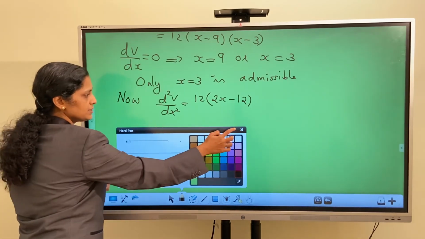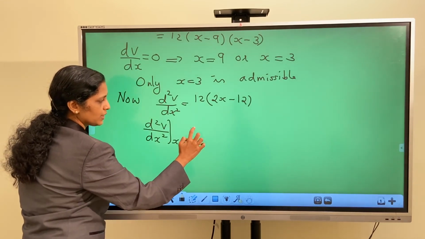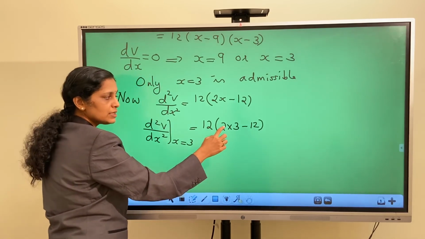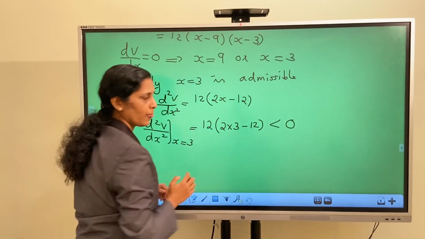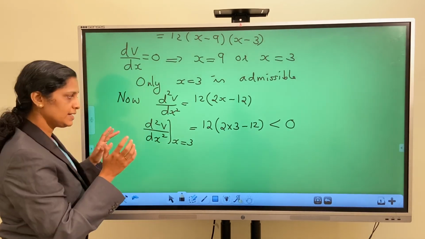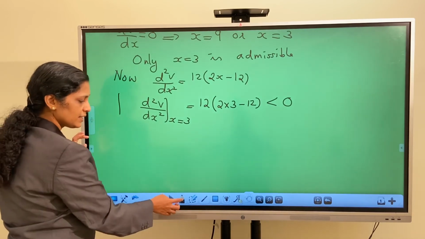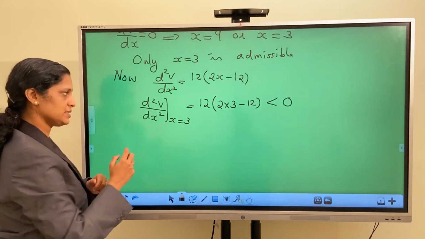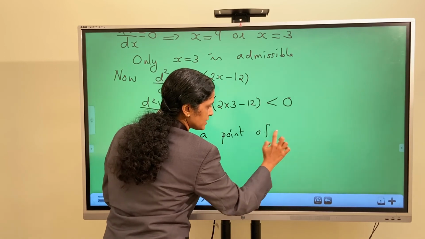Then what we have to do is substitute the value for x in this expression. x is equal to 3. Then you are getting 12 into (2 into 3 minus 12). And look, this is 6 minus 12, negative quantity into 12, negative, so it is less than 0. Without any doubt, we can say that. No need to find the actual value. We want to know whether it is positive or negative. It is less than 0. The second derivative test is saying that when the second derivative is negative, we are getting the point of maxima. Therefore, x is equal to 3 is a point of maxima.